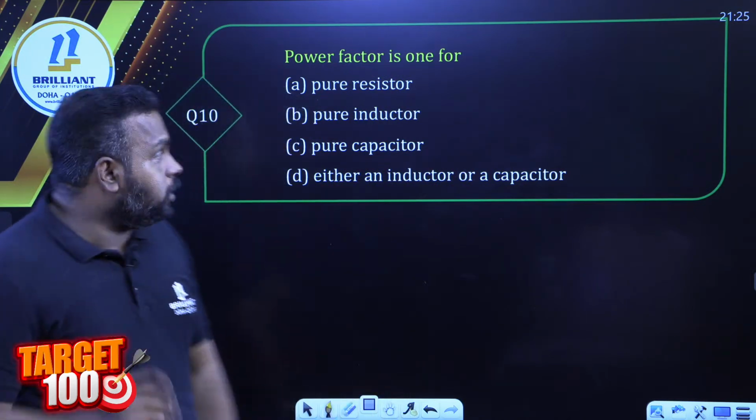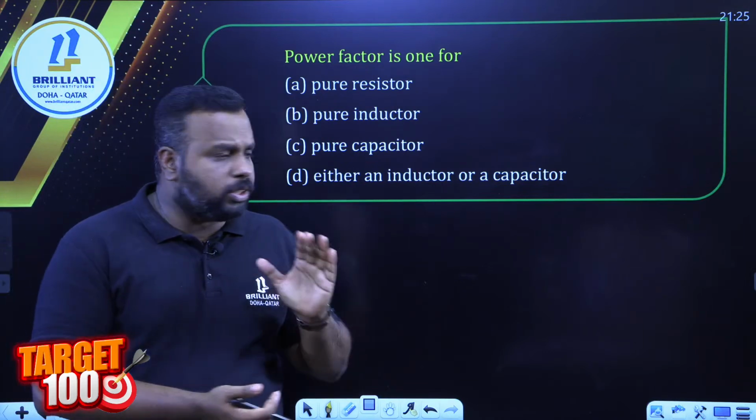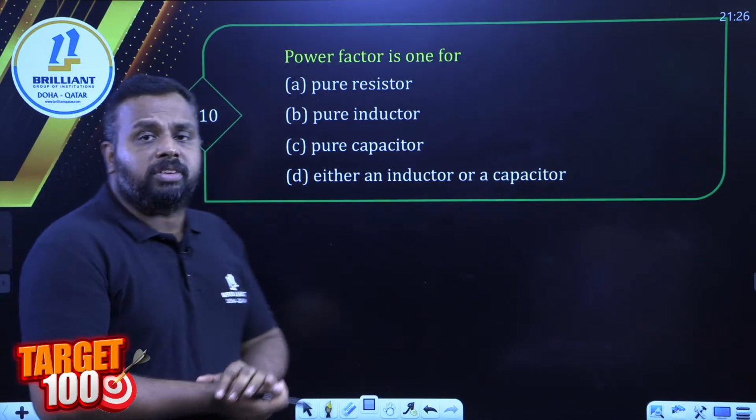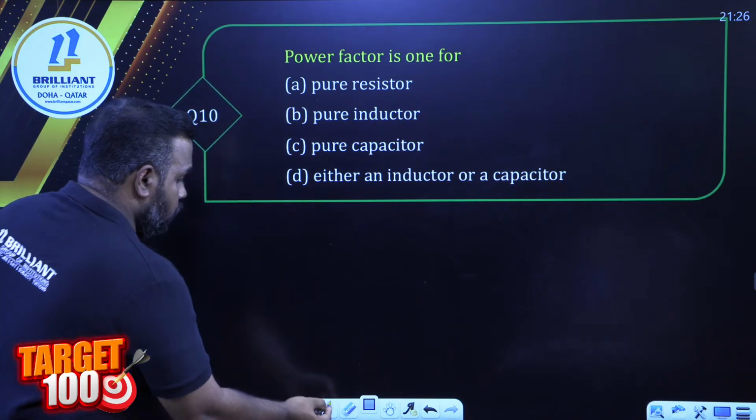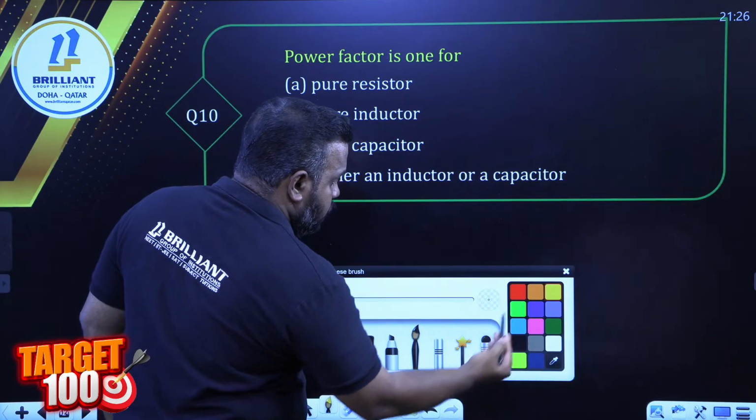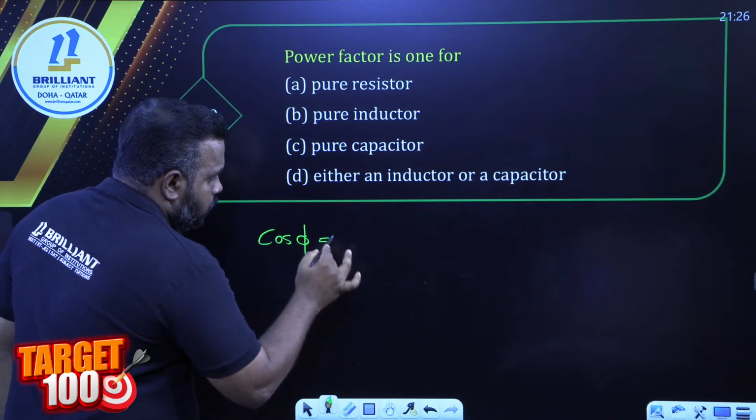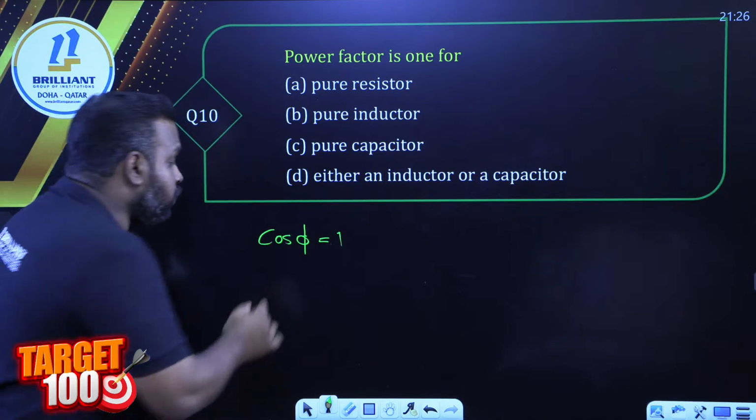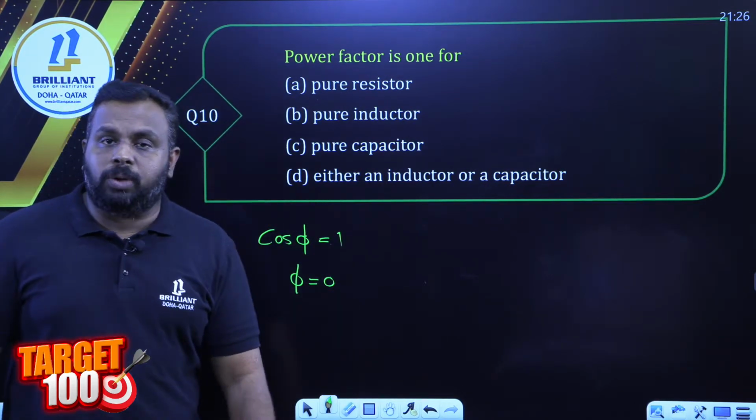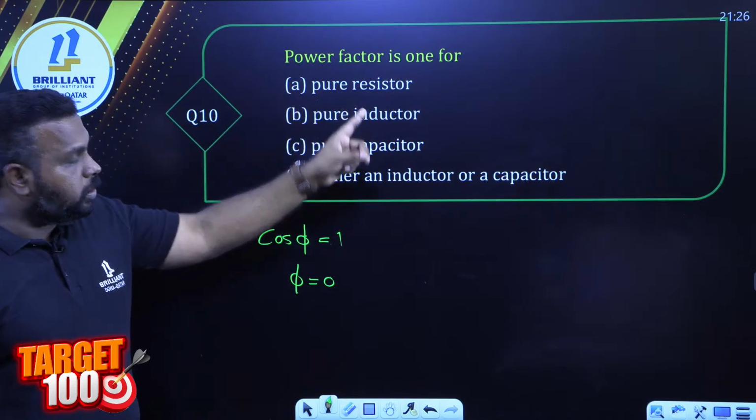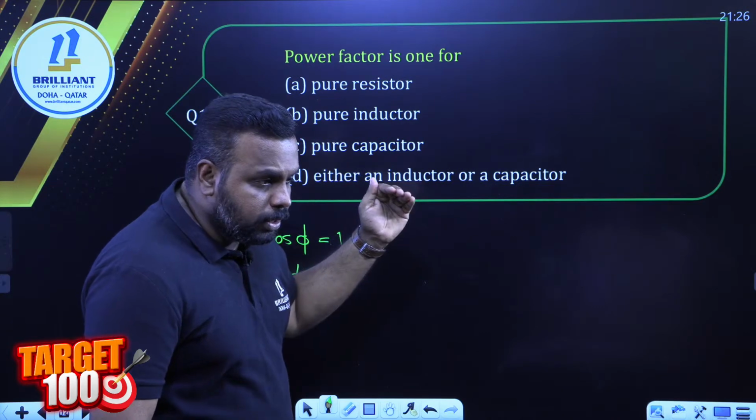Again, an easy question. For which of the circuit element the power factor is 1? Power factor is 1 means cos phi is equal to 1. So for cos phi to be 1, you know that phi should be 0. Phi 0 means current and voltage are in same phase. So you have to check in which circuit element current and voltage are in same phase. Surely it is resistor only.